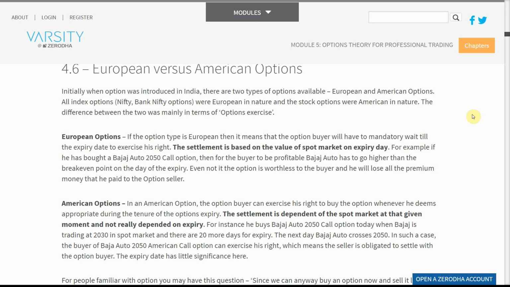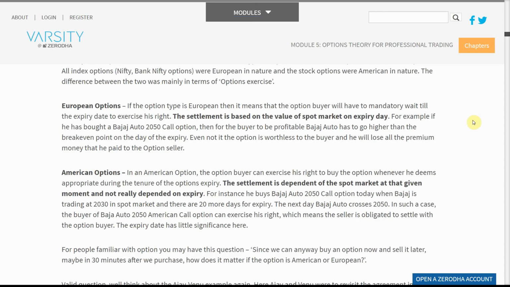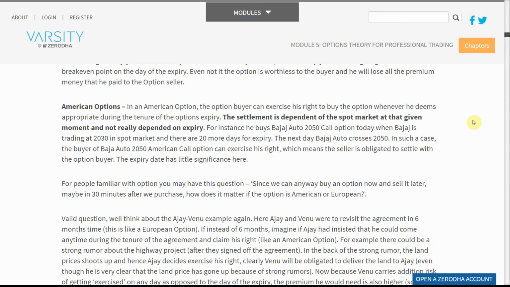American options. In an American option, the option buyer can exercise his right to buy whenever he deems appropriate during the tenure of the option's expiry. The settlement is dependent on the spot market at that given moment and not really dependent on expiry.